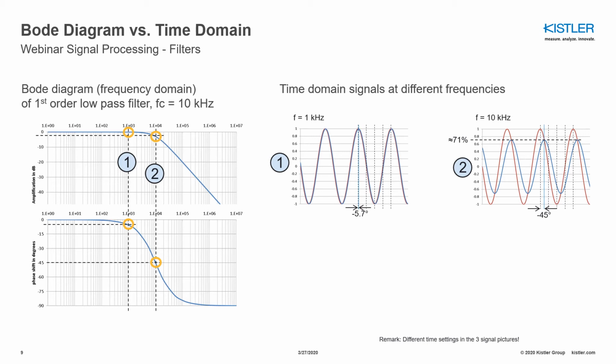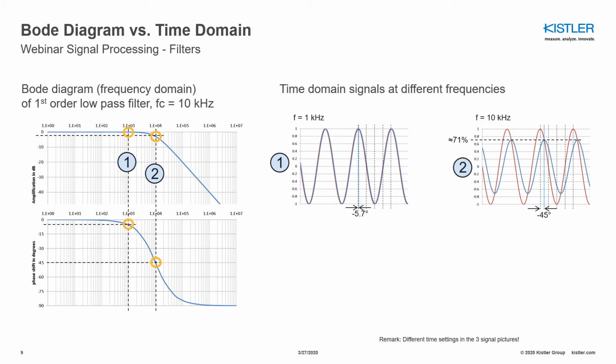So again, we see how the filter reacts in the time domain on the right side. There we can clearly see that the output signal, which is the blue signal, is already attenuated to roughly 71% of the input signal. And we can clearly see this phase shift of -45 degrees between the red input signal and the blue output signal.